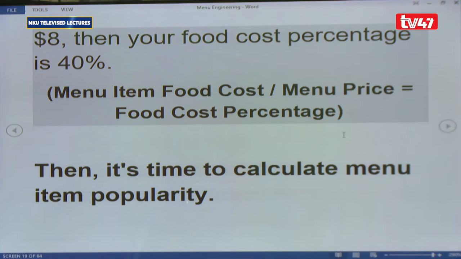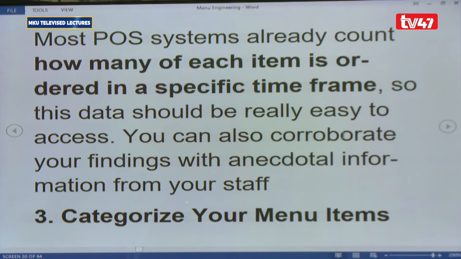Now we want to get the second part, the popularity of the menu items. Most times, the point of sale that you're going to be using should be able to count for you how many of each item is ordered in a specific time frame. Remember we said that you first of all choose the time. Depending on your system, if it's a bottle of soda, you know how many have sold. If it's barbecue, you already know how many have been sold. So with this data, it becomes easier to move to the next step.